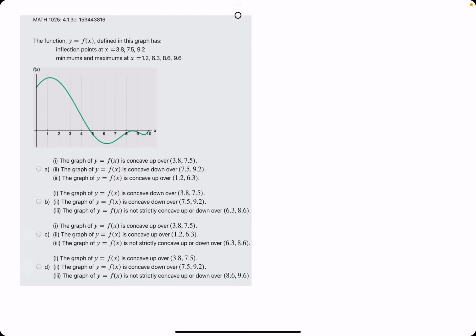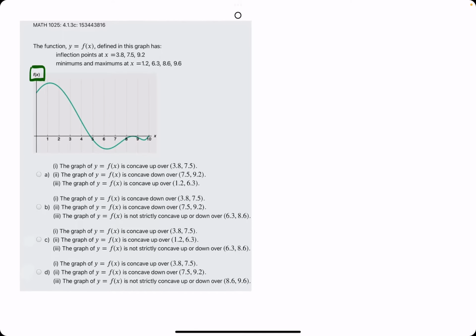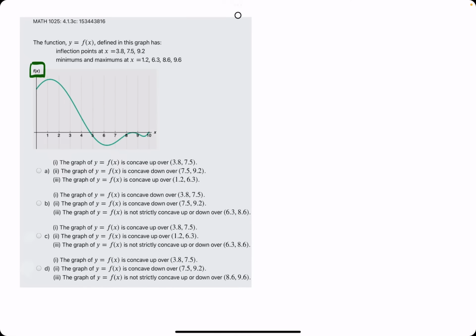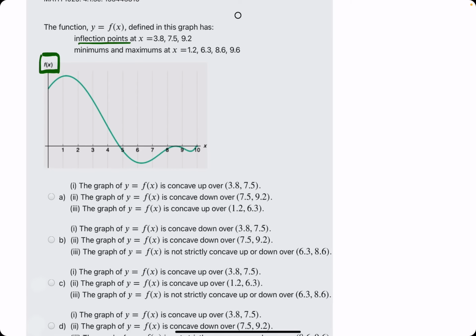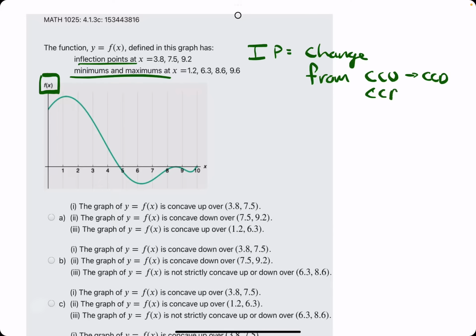Okay. In this problem, they give us a function, the regular original function f of x on the graph, and they give us the x values, the locations of the inflection points, as well as the mins and maxes. I might not have mentioned in a previous video that the definition of an inflection point is where the concavity changes, from concave down to concave up.